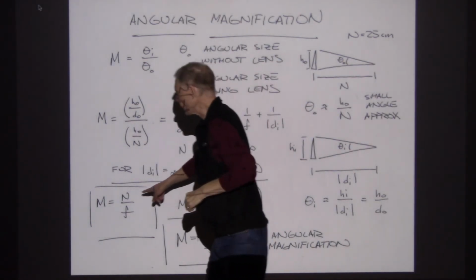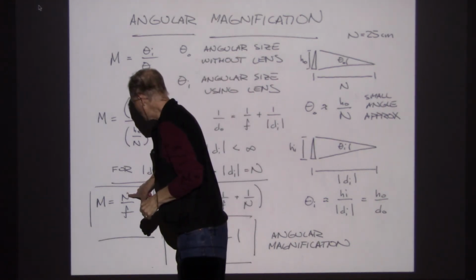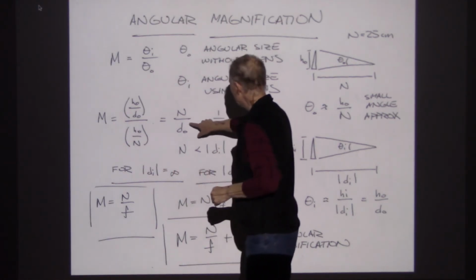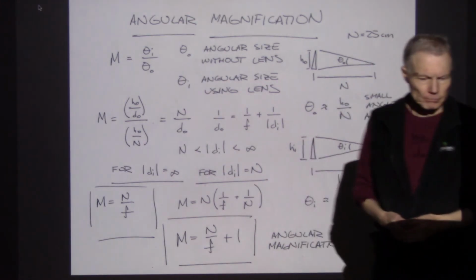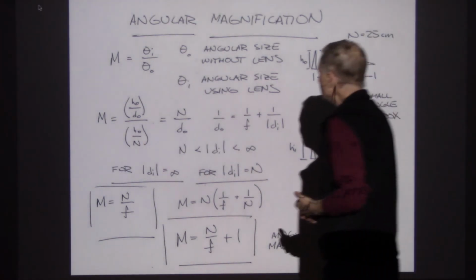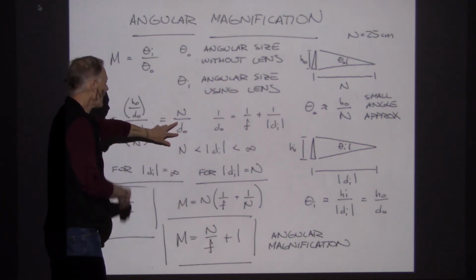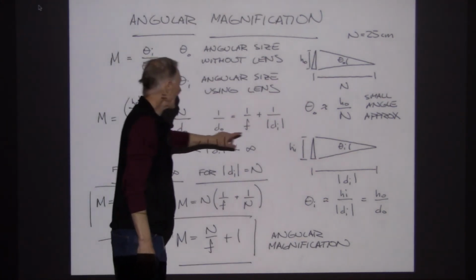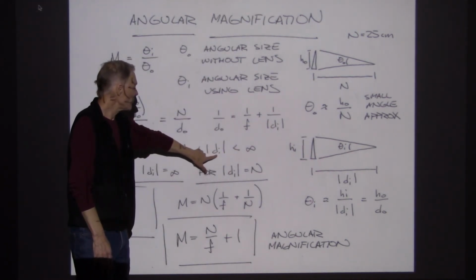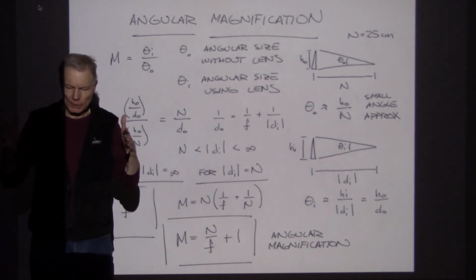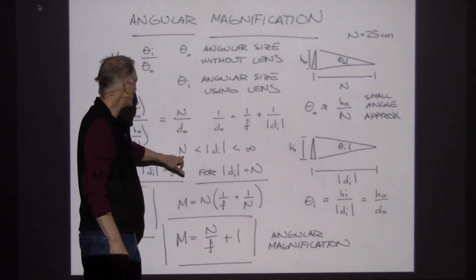Then my formula for how much magnification I'm going to get with this lens is to take that 25 centimeters and divide by the object distance. I can't just put any number in for the object distance, because there's one more constraint I have to follow. The constraint is that the image distance, the positive value of the image distance, can be anywhere between my near point and infinity.